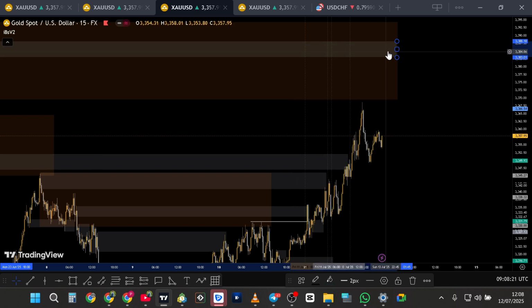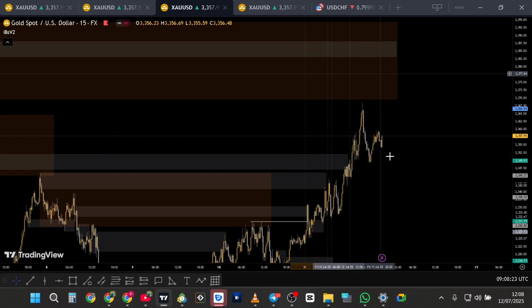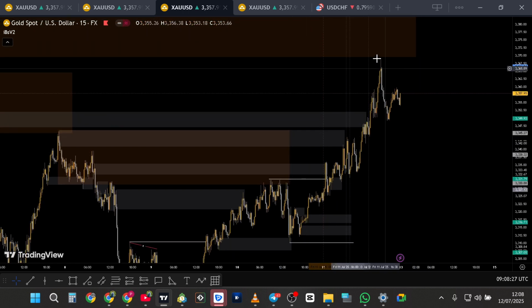Maybe expect it to come to here, look for some opportunities, and capitalize on them. But for now, I don't have a high. Maybe I'll mark off this one, but I'm not really sure unless price breaks this low. That's when I'll mark that high. But for now, gold is clearly continuing on an uptrend.